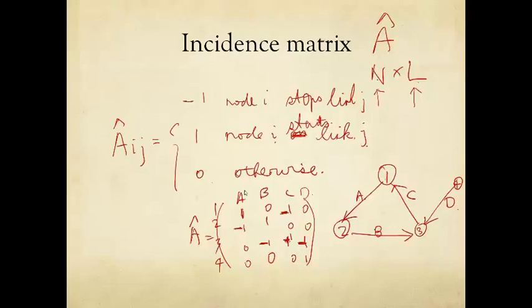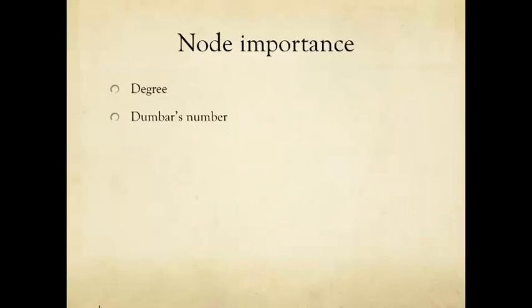As you can see, every column of the incidence matrix of a directed graph must have exactly one 1, one minus 1, and the rest are 0, precisely because all the graphs we're looking at are simple graphs. But for each row, we could have multiple plus 1s and multiple minus 1s, because each node might start or terminate multiple links.